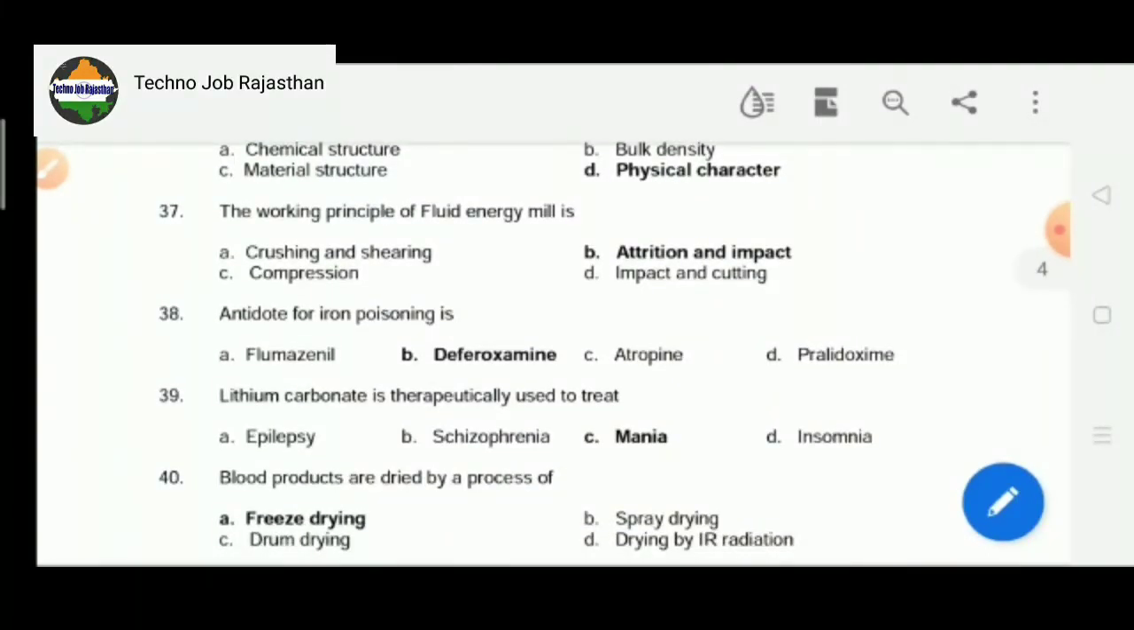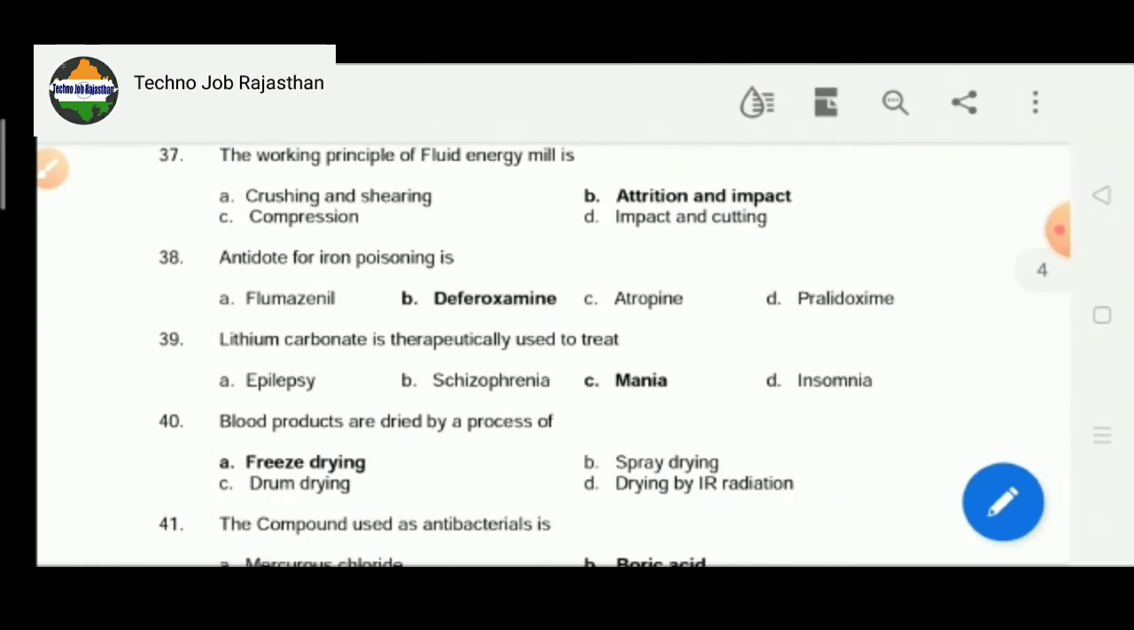Question number 37. The working principle of fluid energy mill is: option A is crushing and shearing, option B is aeration and impact, option C is compression, option D is impact and cutting. So the correct answer is option B, aeration and impact.